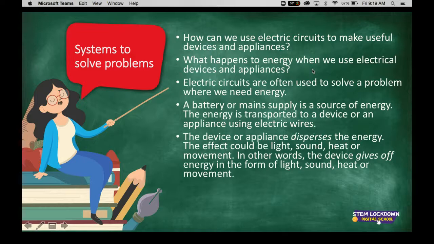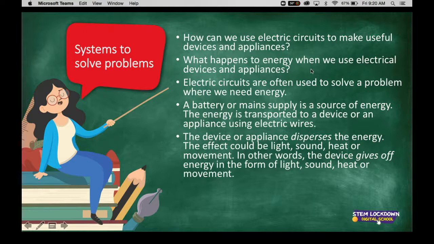All right. Electric circuits are often used to solve a problem where we need energy. A battery or mains supply is a source of energy. The energy is transported to a device or an appliance using electric wires. The device or appliance disperses the energy. The effect could be light, sound, heat, or movement. In other words, the device gives off energy in the form of light, sound, heat, or movement.